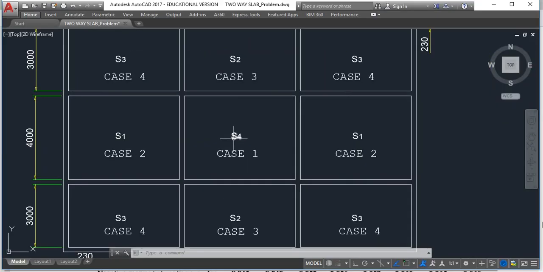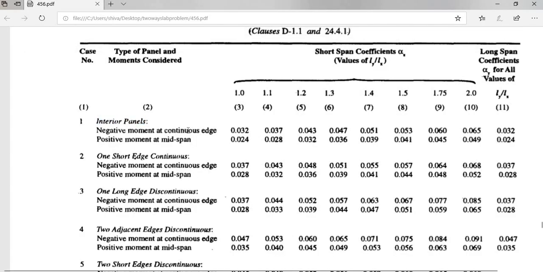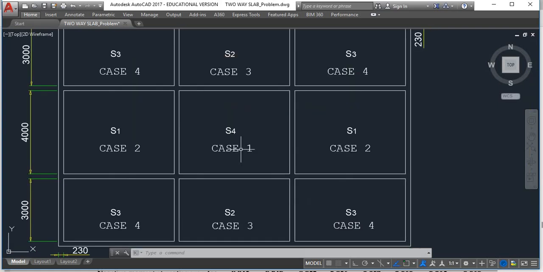Now if you check this internal slab panel, it has continuity in all the directions. So it is an interior panel which belongs to case 1. We will read again in the code. This is the interior panel which has continuity in all the directions. So it will have negative bending moment at all continuous edges and positive bending moment at midspan. There is only one interior slab panel.